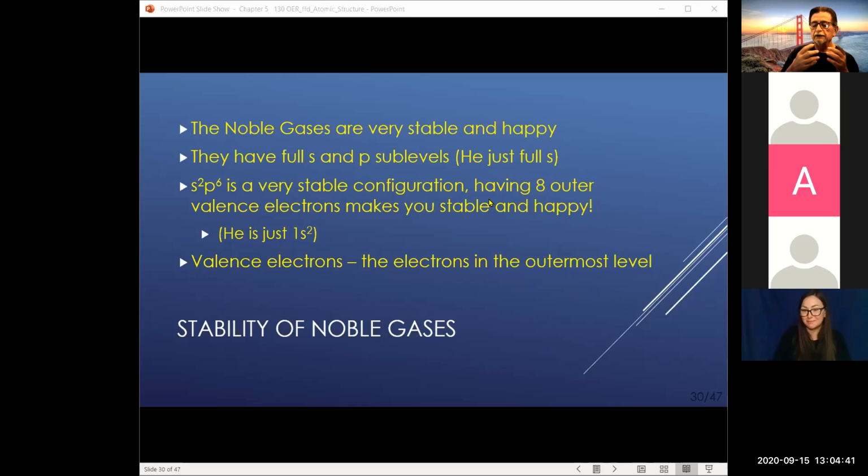So its happiness is what we call a duet. The drive in chemical reactions is to obtain that magic number 8, or the octet rule, as it's called. And that is a driving force.